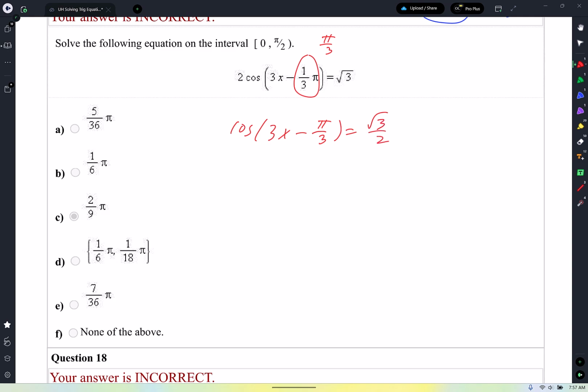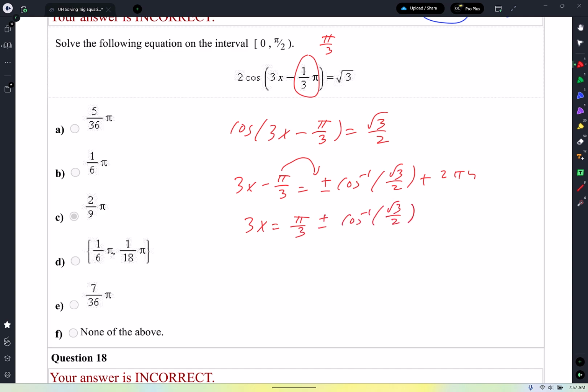Oh, beautiful, beautiful. Inverse cosine. 3x minus pi over 3 equals, because it's cosine, maybe it's to your benefit to put a plus minus. Plus minus arc cosine square root of 3 over 2 plus 2 pi n. And then that will take care of both equations, right? Move the pi over 3 right there. 3x equals pi over 3 plus minus arc cosine square root of 3 over 2 plus 2 pi n.